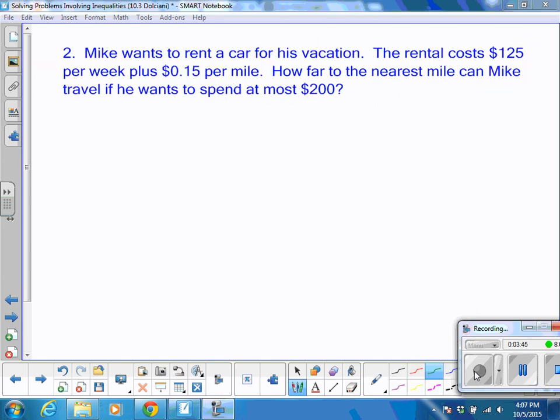All right, let's try another one. Mike here wants to rent a car for his vacation. The rental costs $125 per week, plus $1.15 per mile. So I got a bit of a rate going on here. Some addition, all cost there. How far to the nearest mile can Mike travel if he wants to spend at most $200?